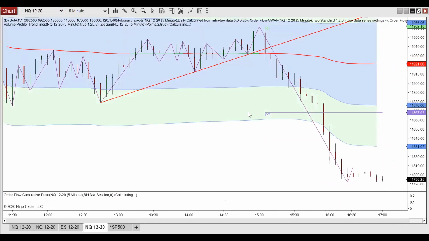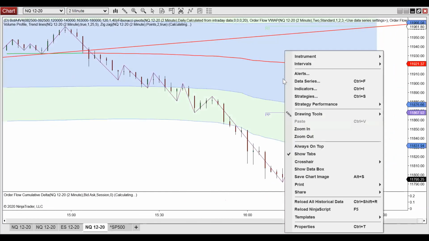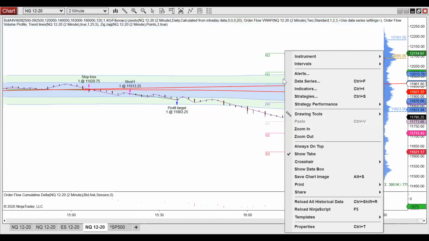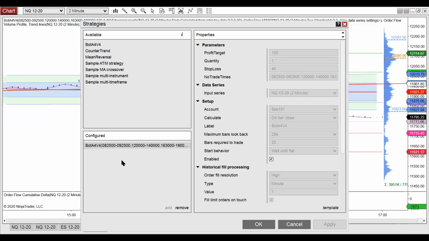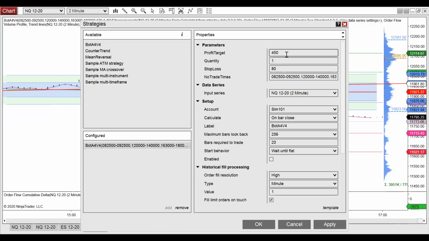So this is like in a 5 minutes. I normally run my bot on 2 minutes, so let me just change that. And if the bot is running, I normally try to remove and reapply again, just because of making some changes on the bot.